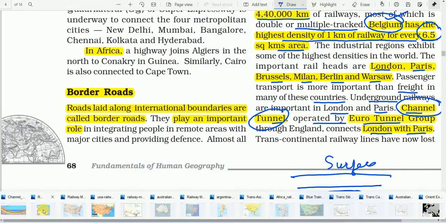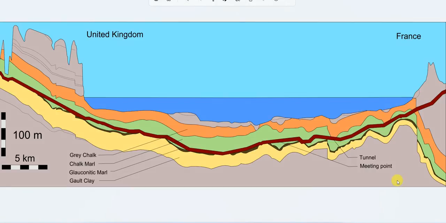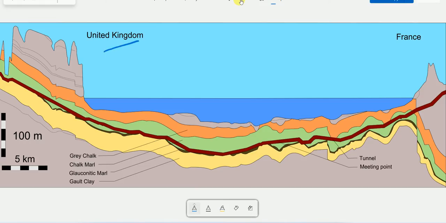One more here. This is how it is constructed. On the left side, I think you'll be seeing United Kingdom here, and here we have France, and this big red line shows the course of the Channel Tunnel. And it is under the sea. We have a sea here. I think you are seeing.